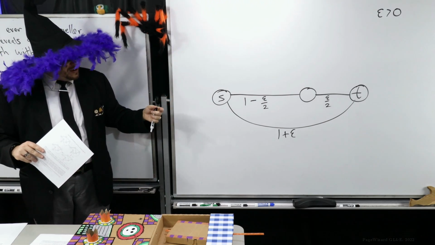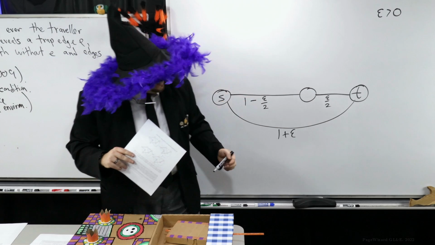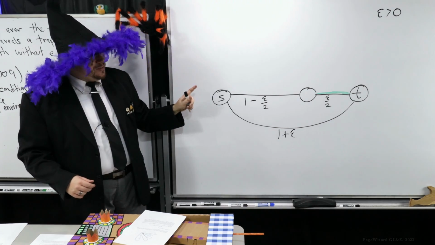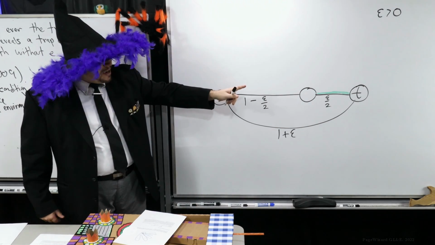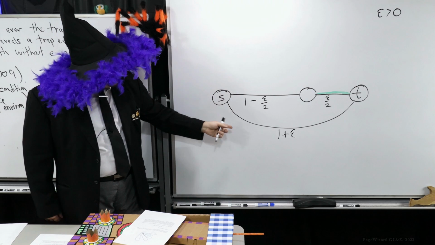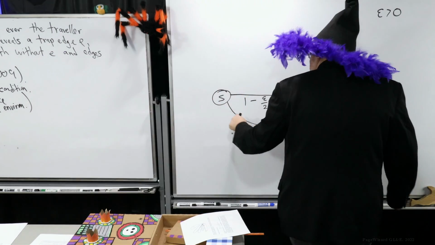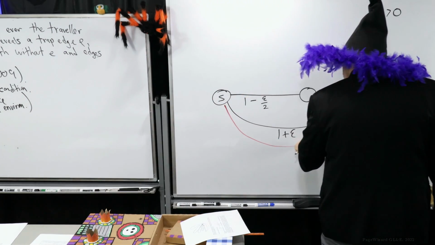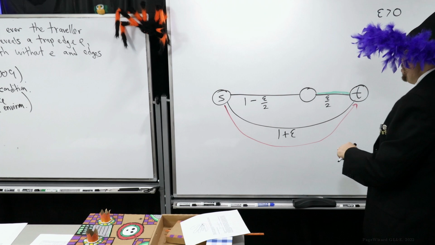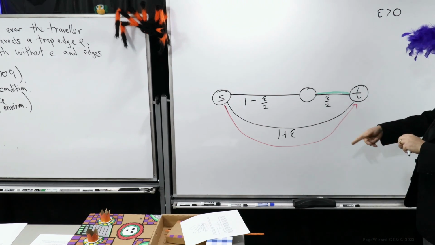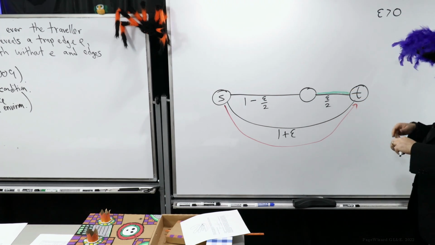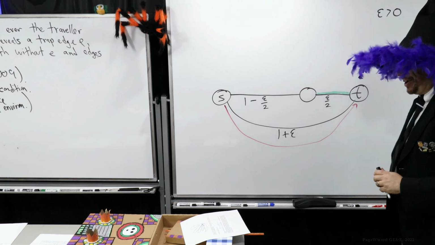But what I'm going to do is put a trap on this edge right here. Now can you see that if I put that trap edge in there, this would actually be the better route. So if I knew where all the trap edges were, I could just take this line, go right from S to T, boom, there you go.